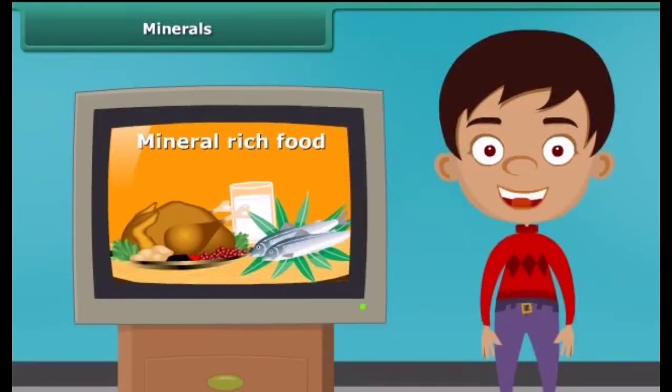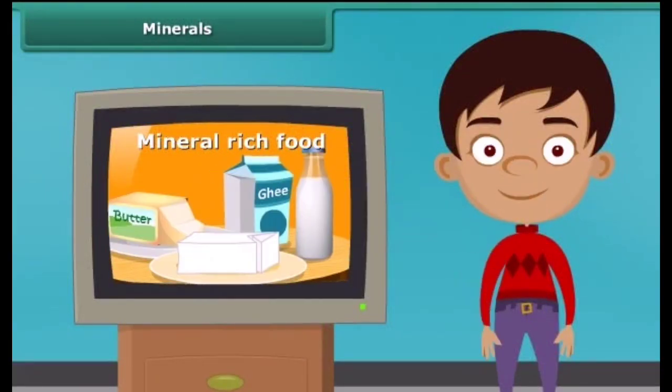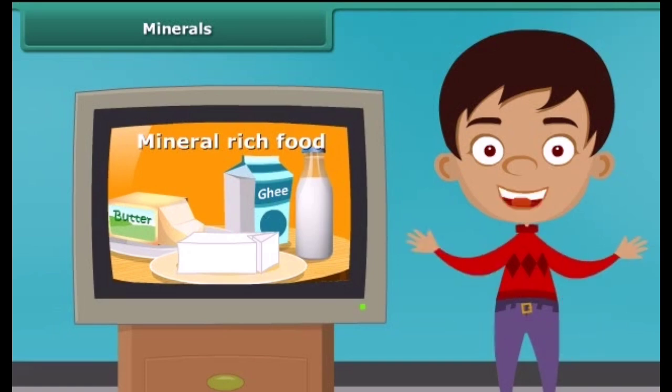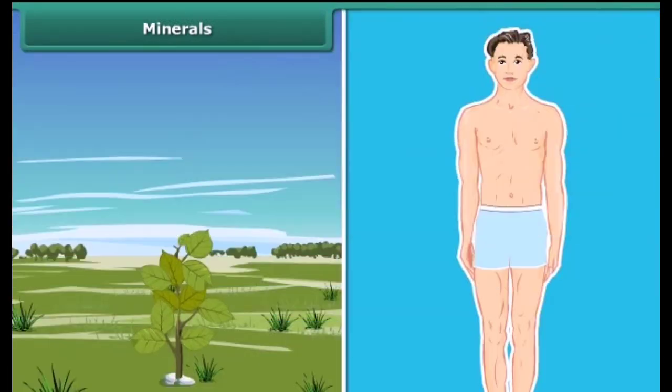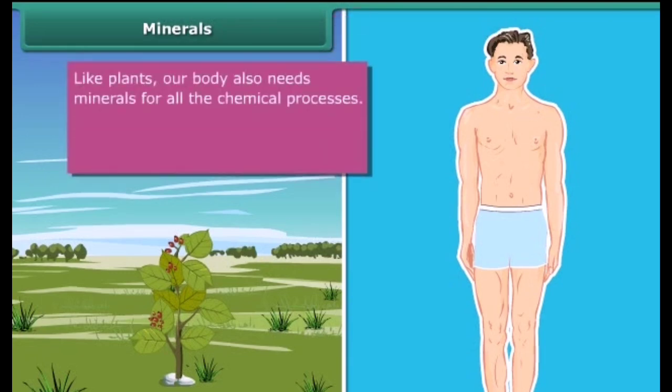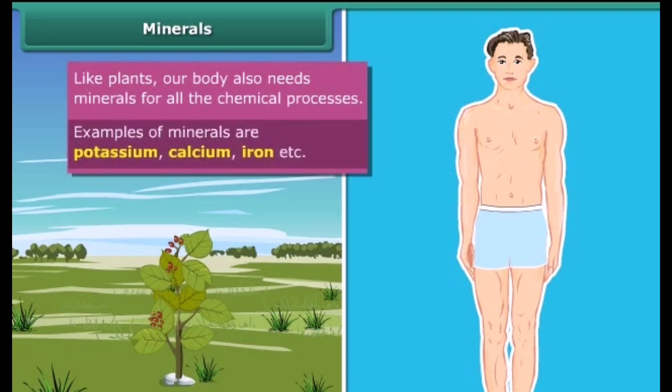You might have seen many advertisements of mineral-rich food items. Now let's know why they are so important. Actually, plants need minerals for growth. Besides this, our body also requires minerals in small quantities for all the chemical processes. Potassium, calcium, iron, etc. are some common examples of these minerals. Let us know more about the sources and the role of these minerals using the next table.